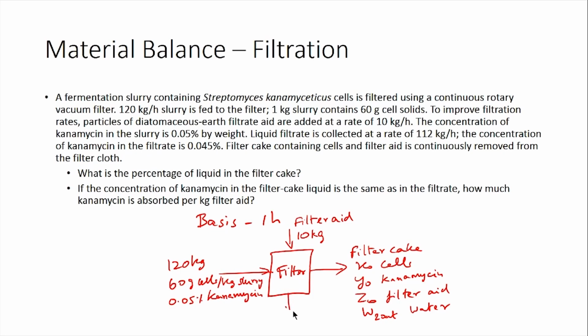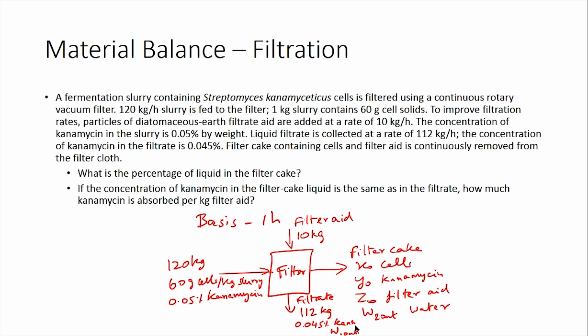So the other stream is your filtrate. The filtrate would contain only the dissolved components and water. It has been given that the filtrate is collected at a rate of 112 kilograms per hour. So considering the basis, I am writing this as 112 kilograms, and this contains 0.045% kanamycin and the rest is water, which I am just writing as W1 out. So all the information that has been given to you in the problem has been entered into this flowchart.